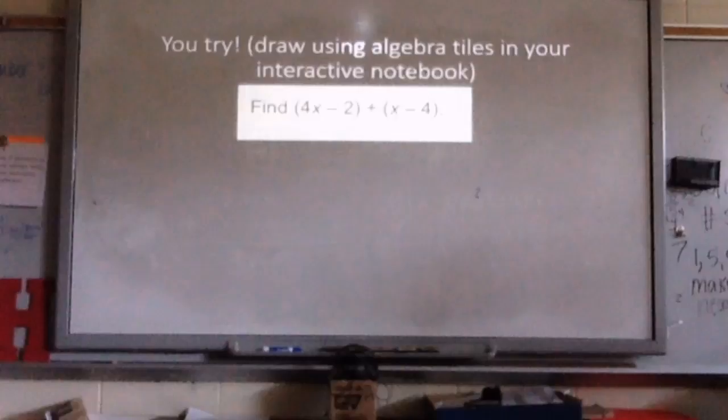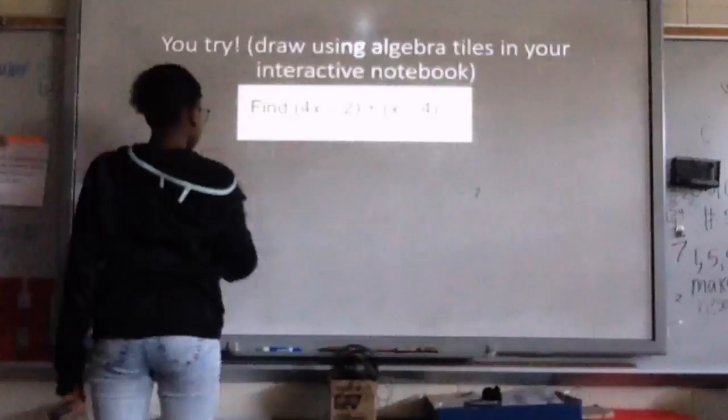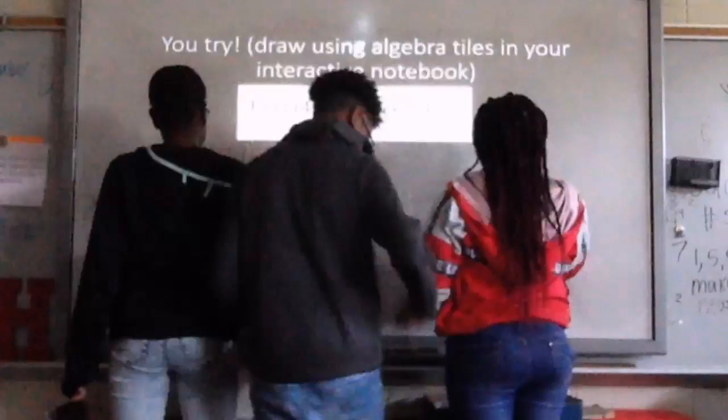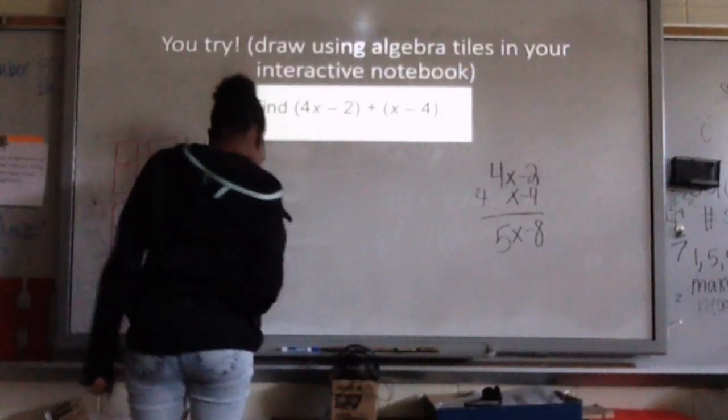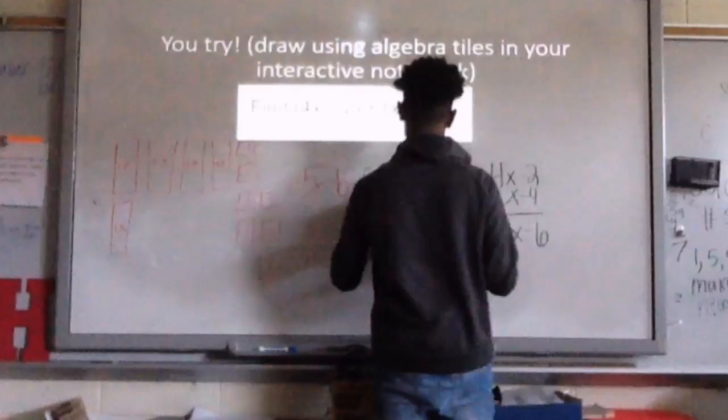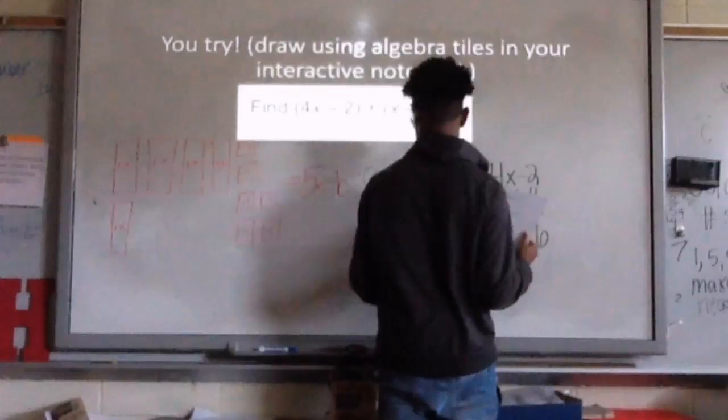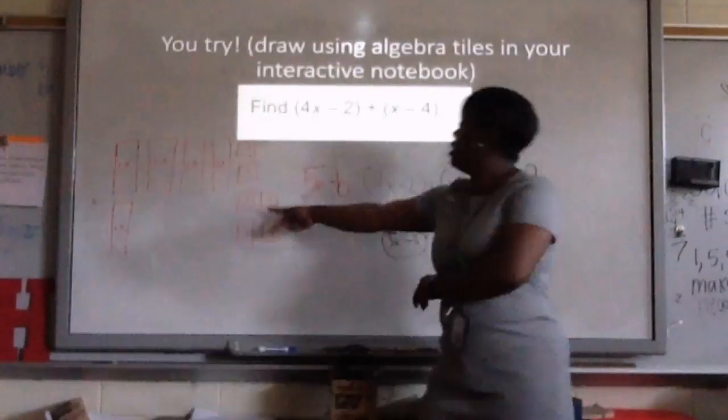Alright, the example is on the board. You can use whatever method you want to use. Algebra tiles, you can use vertical, or you can use horizontal. Alright, Dayla, go ahead. Write your example on the board. That just means I can. Has her positive x and her 4 negatives.